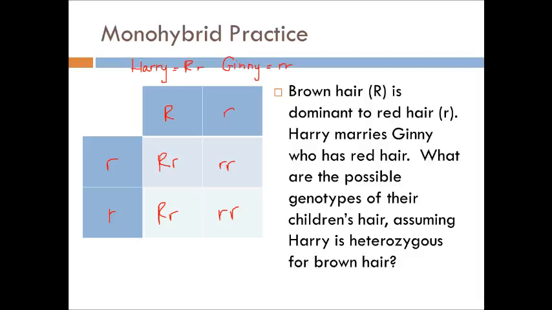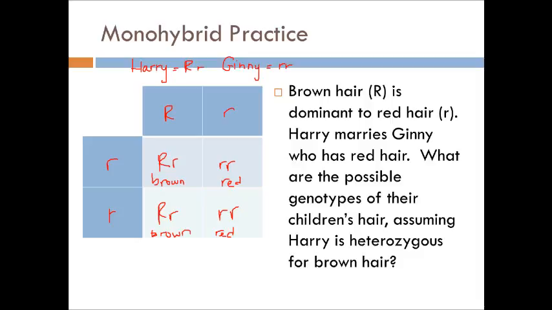All right, so we've done our Punnett square. We wrote our parents on either side. We matched up the letters in each box. So now let's go through and look at them. We have a big R and a little r. That's going to be brown. Again, big R, little r is brown. Two little r's, that's red. And again, two little r's is red.